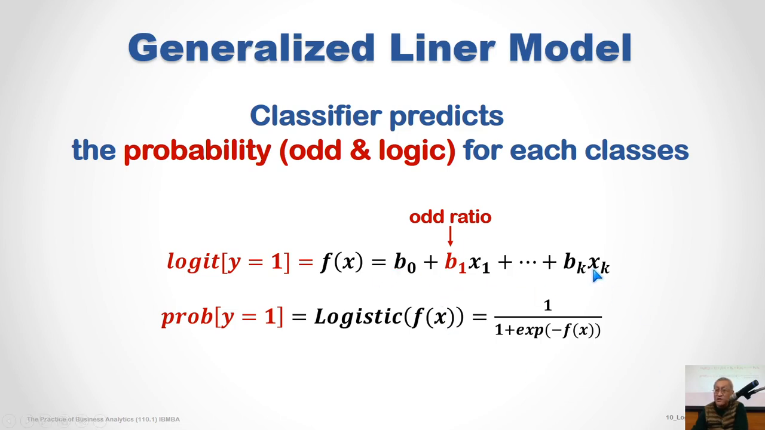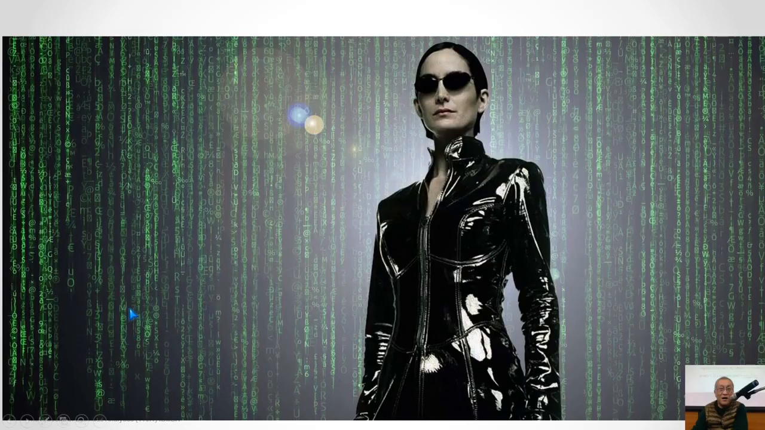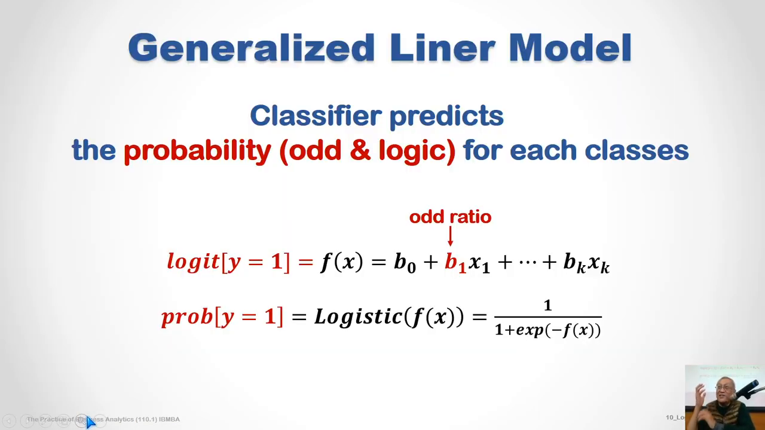The f of x is actually the linear combination of x, right? You cannot predict y directly from this linear combination. You need to do a transformation. In logistic regression, we are using a transformation function called logistic, and that is why it is called logistic regression. You get my point? So logistic regression is still a linear regression.